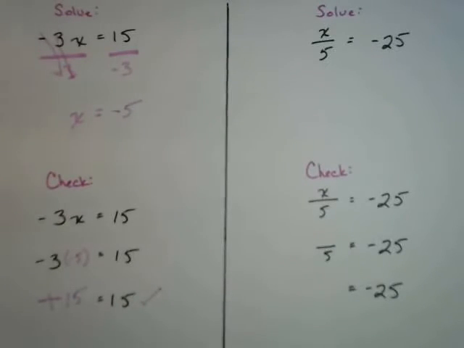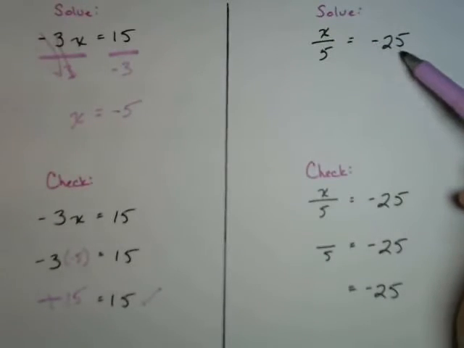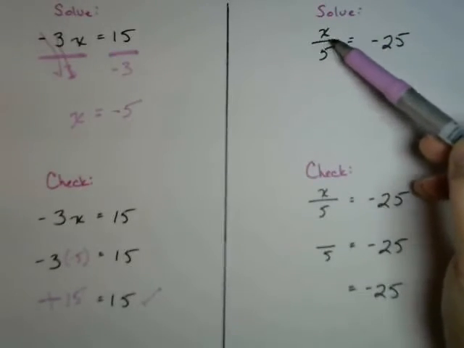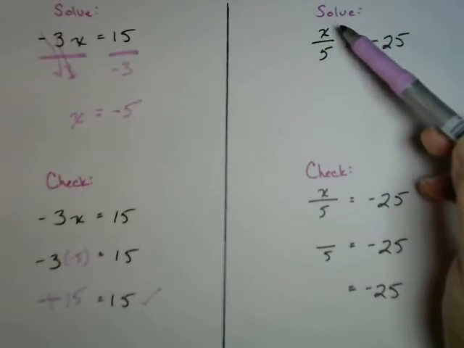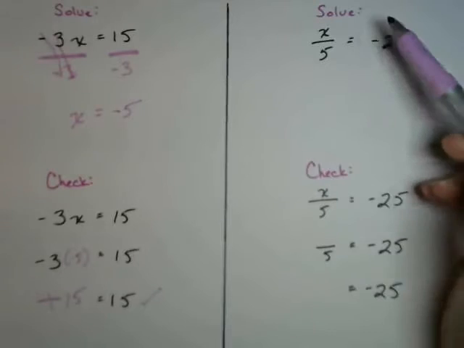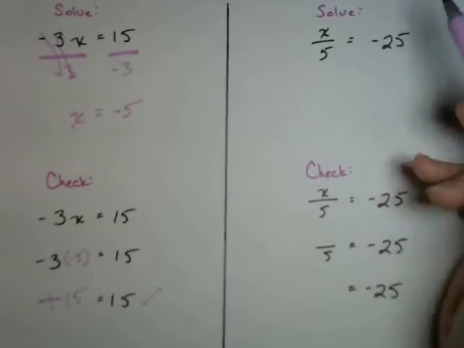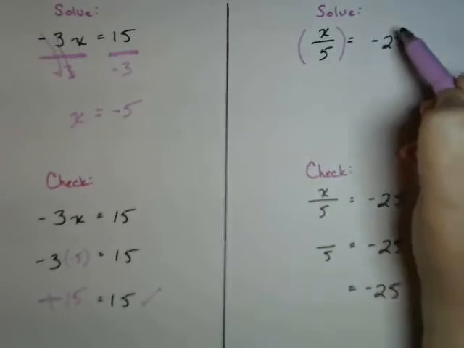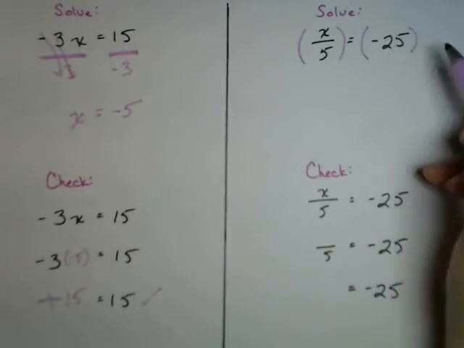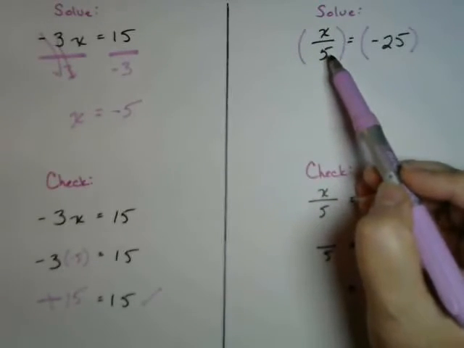We are correct. On the right side, we have x divided by 5 equals negative 25. That fraction bar is used as a division, so you could read it as x divided by 5, or you could read it as x over 5. Either way, how to undo division is to multiply, and how we show multiplication in algebra is a parentheses. So we put parentheses around the left side, and we put parentheses around the right side. So now instead of dividing by 5, we're going to multiply by 5.